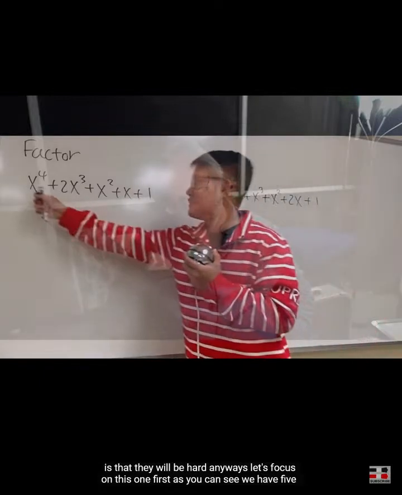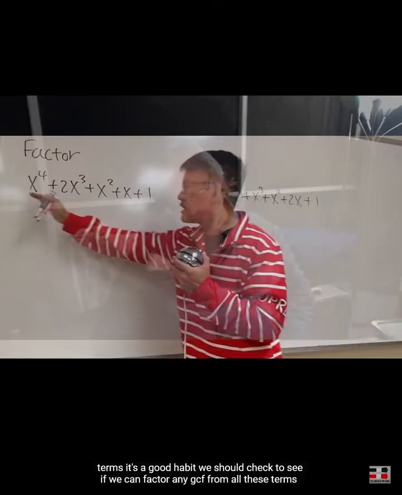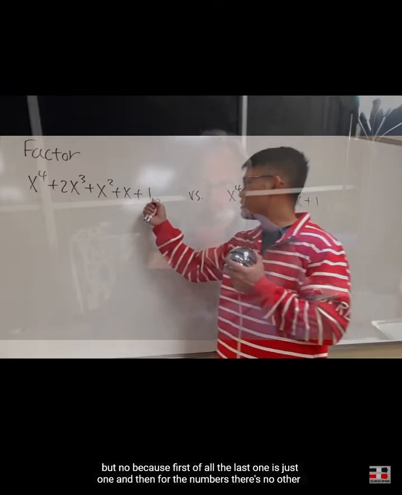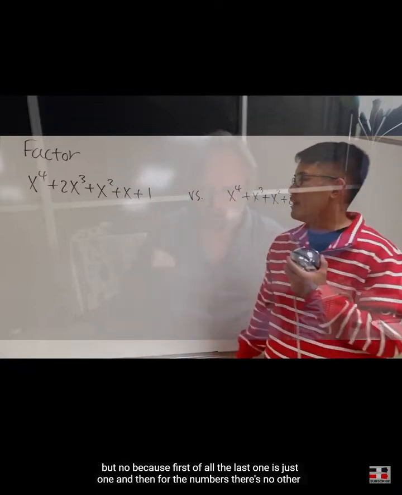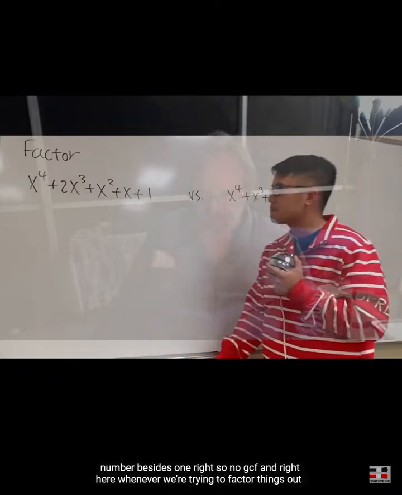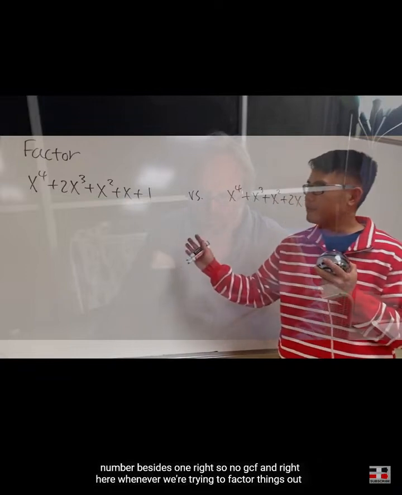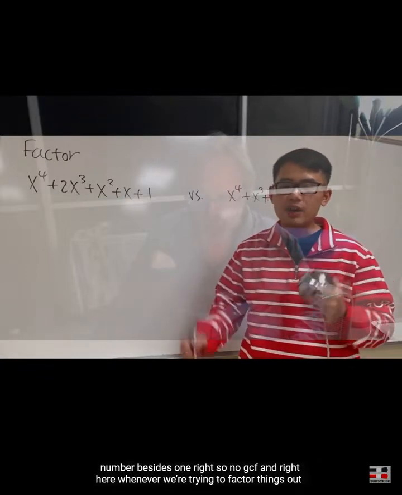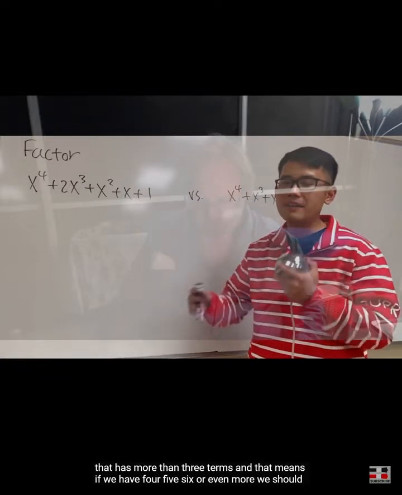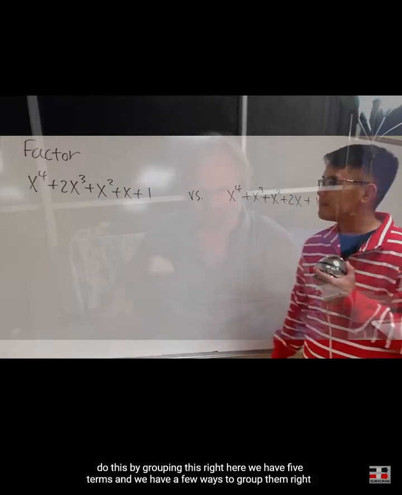As you can see, we have 5 terms. As a good habit, we should check to see if we can factor any GCF from all these terms. But no, because first of all, the last one is just a 1, and for the numbers, there's no other number besides 1, right? So no GCF. And whenever we're trying to factor things that have more than 3 terms, that means if we have 4, 5, 6, or even more, we should do this by grouping.